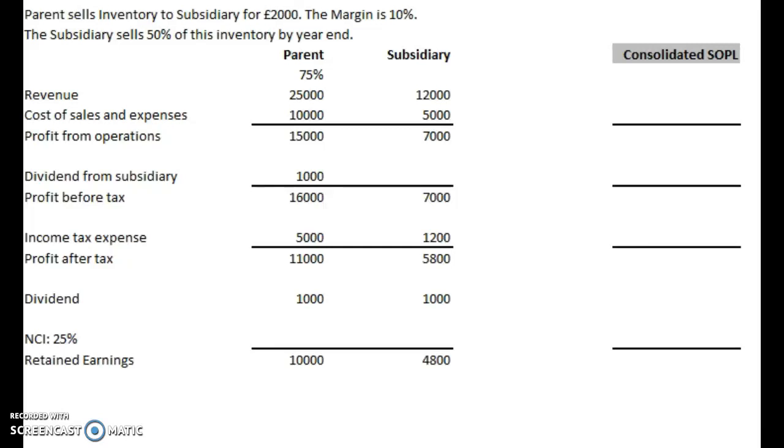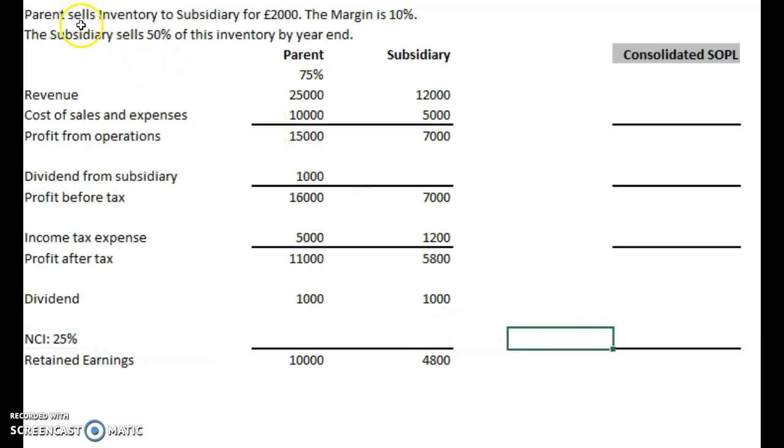Okay, let's have a look at this question. Another consolidated statement of profit and loss. A couple of things to note. The parent is a 75% controller of the subsidiary, which means there's a 25% NCI to take care of. We'll deal with that later.